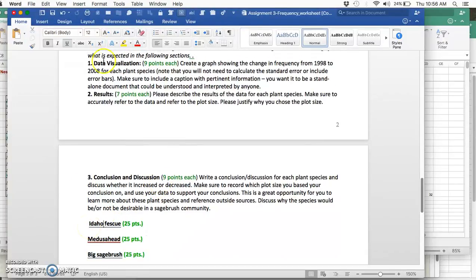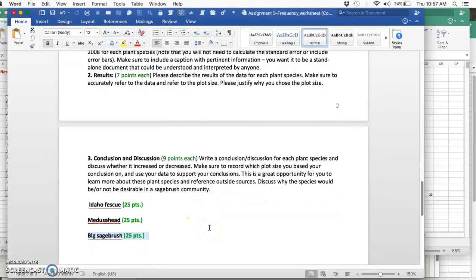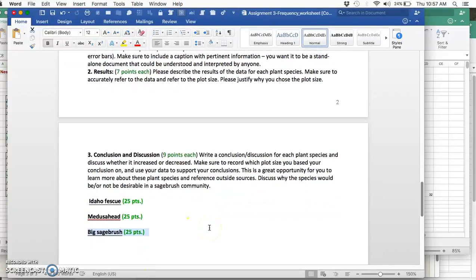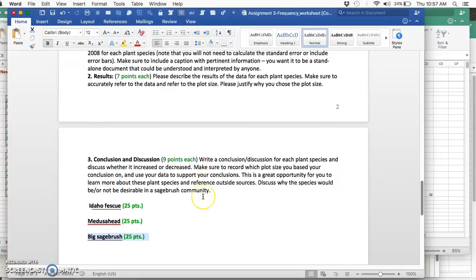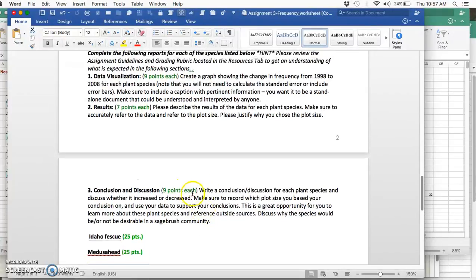Ideally, you would do it in order: data visualization, results, and conclusion for Idaho fescue, then data visualization, results, and conclusion for Medusa head, etc. But if you didn't, there were no points marked off for that. It just definitely makes grading and comprehending much easier if it's organized that way. So each was worth 25 points.